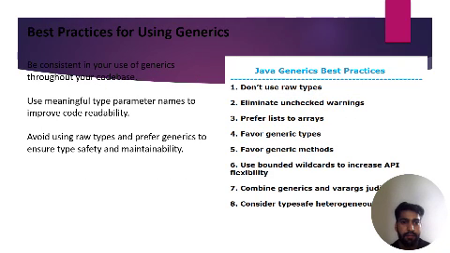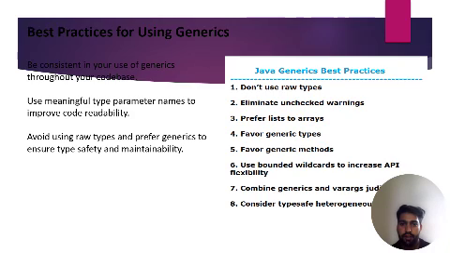Best practices for using generics. Be consistent in your use of generics throughout your code base. Use meaningful type parameter names to improve code readability. Avoid using raw types and prefer generics to ensure type safety and maintainability.